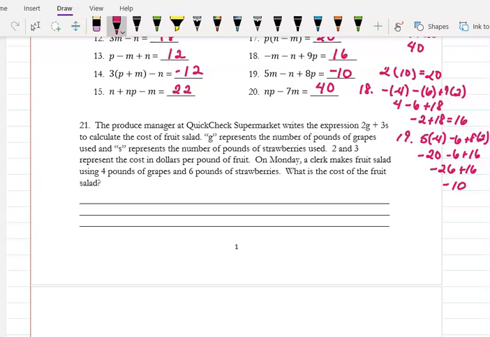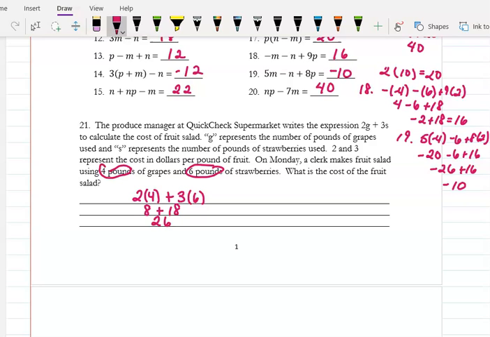Okay, so that just means $2 per pound of grapes and $3 per pound of strawberries. So if we plug in the number of pounds that we have in the problem, 4 pounds and 6 pounds, we get 2 times 4 plus 3 times 6. Now let's evaluate that. Multiply first. 2 times 4 is 8, plus 3 times 6 is 18, and 8 plus 18 would be 26.